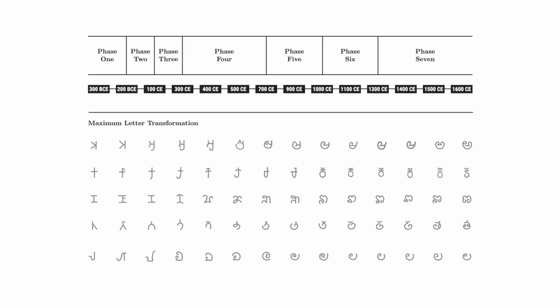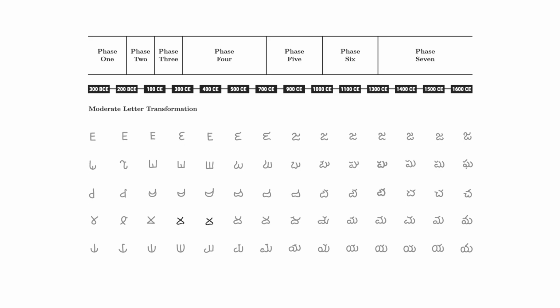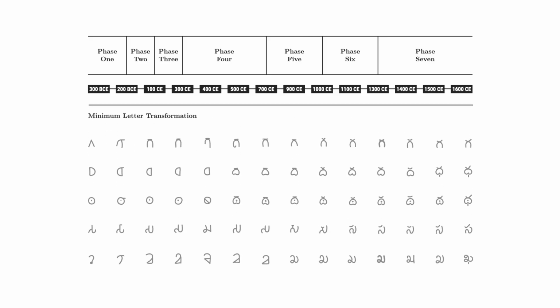If we take a look at the letter-wise transformation, we notice that the maximum change happened to the letters which were completely angular in the beginning phases, then the ones which were a mix of both angular and curvilinear forms, and the least change occurred in those that were already curvilinear in the early phases. This is due to the impact of the palm leaf manuscript tradition. We will look into it in a later section.